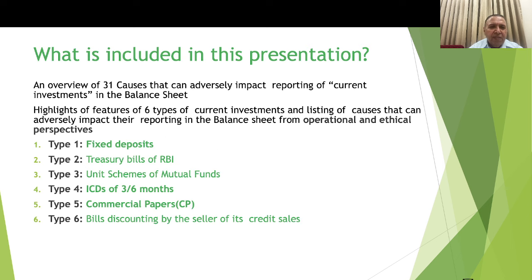What I plan to include in this presentation are an overview of 31 clauses that can adversely impact the reporting of current investments in the balance sheet, then highlights of the features of the 6 types of current investments, and listing of causes that can adversely impact their reporting in the balance sheet from the operational and ethical perspectives. These are type 1 fixed assets, type 2 treasury bills of the RBI, type 3 is unit scheme of mutual funds, ICDs of 3 to 6 month duration, commercial papers, and bill discounting by the sellers of its credit sales.